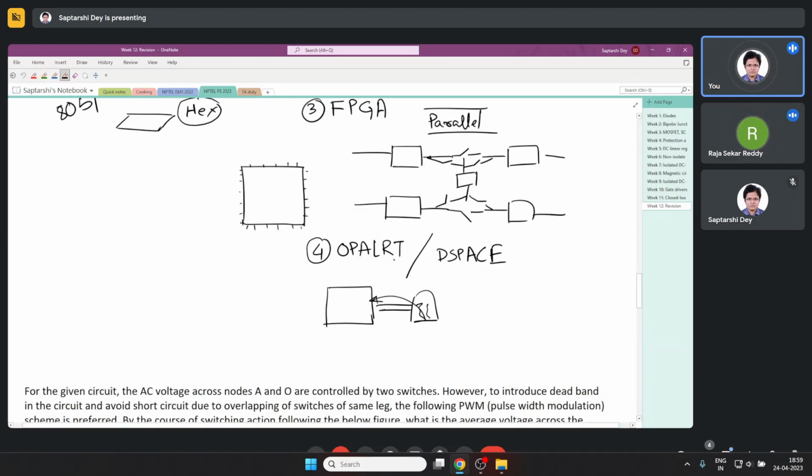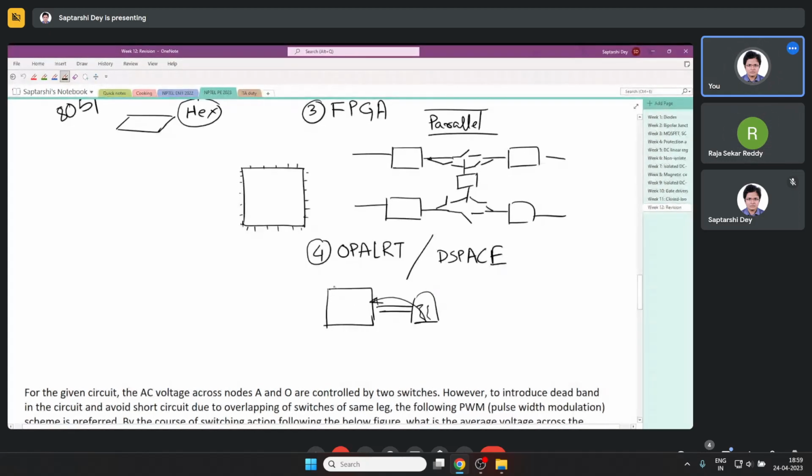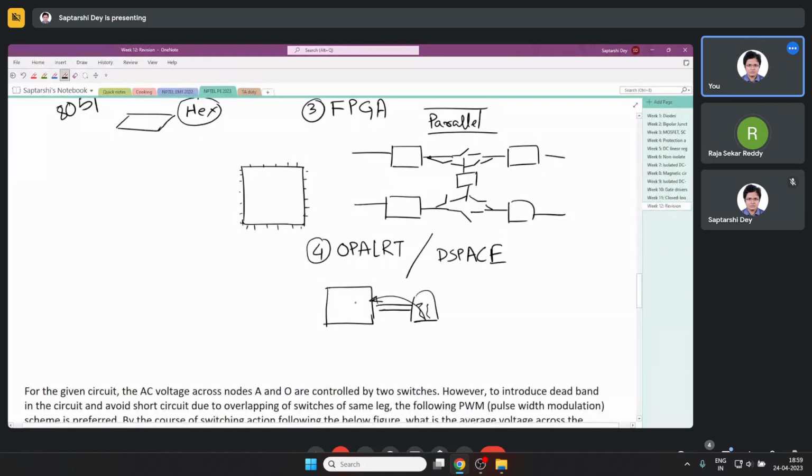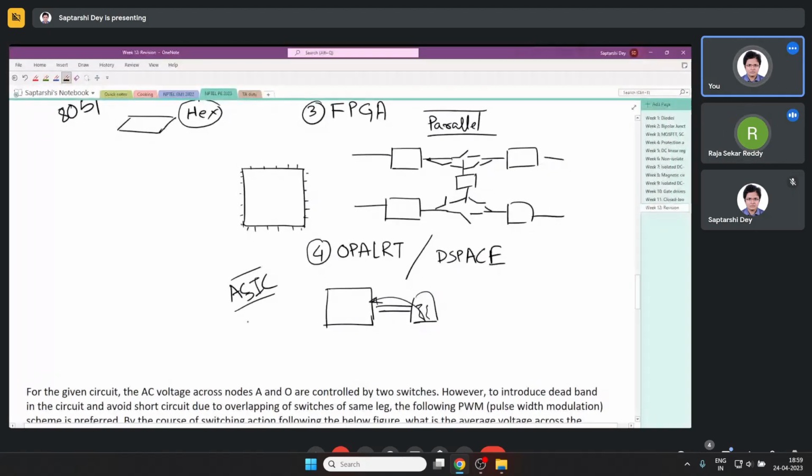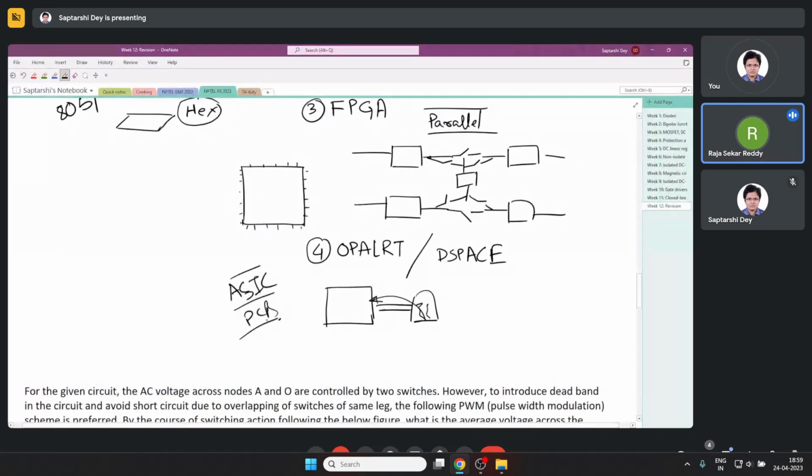So Opal-RT and all that gives you the flexibility. So that's why it is expensive. Now once you are sure about your control circuit, that okay, this is what we are going to finally produce in our final product, then you finally make one ASIC maybe or a PCB, whatever you want. Then you do not have any flexibility but a compact thing, exactly what you want you have.